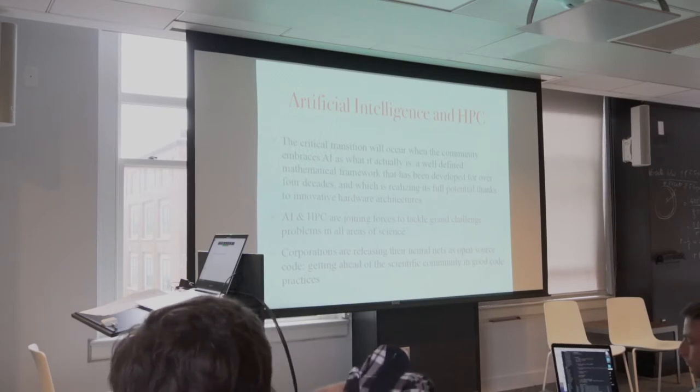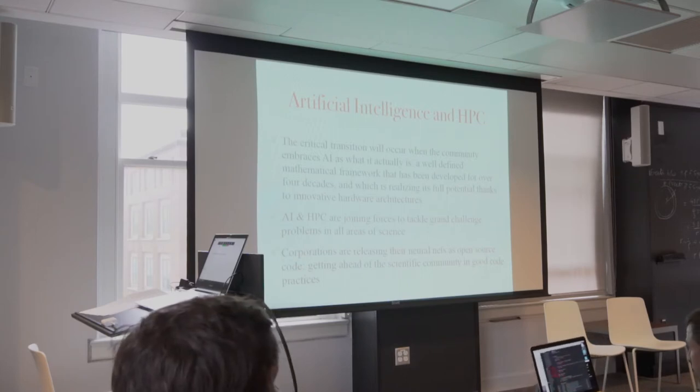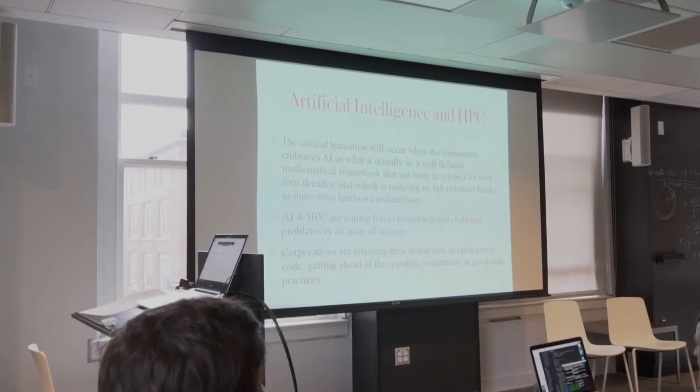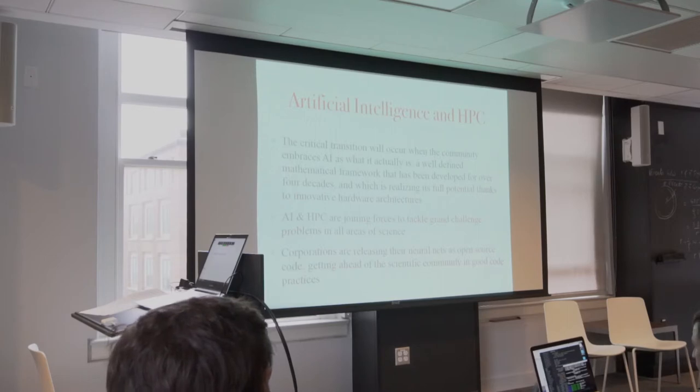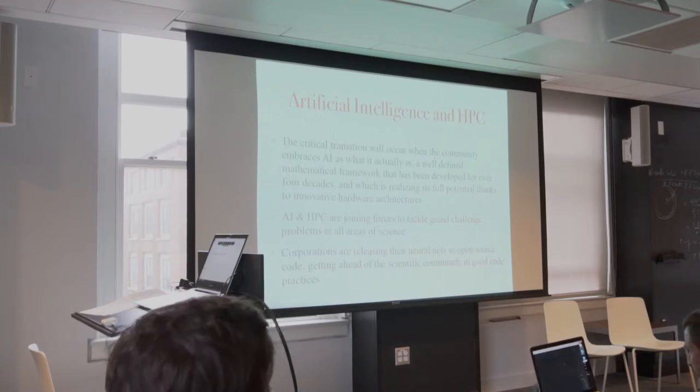Now, one other thing that I mentioned before is that now corporations like Amazon, Google, and some others, they are releasing the neural networks, and it is sad that even in our scientific community, some people keep the codes for themselves. So they are now like spearheading the change that we should have been doing for a long time, which is good for us, because then we can go and grab the neural networks and adapt them to tackle our problems.